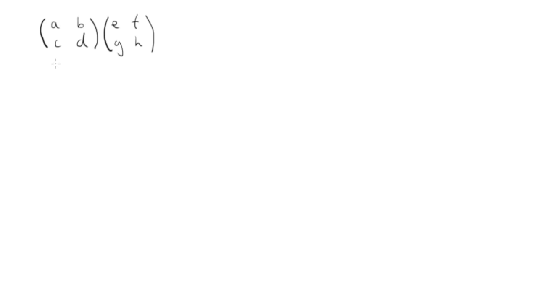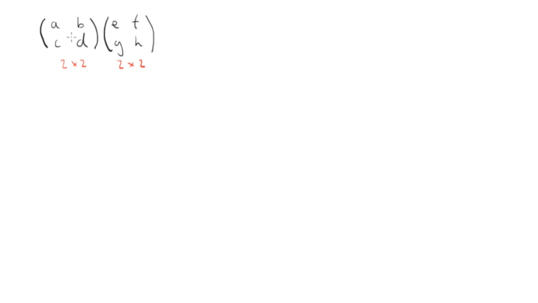Now the first thing we need to check is that the number of columns in the left matrix, this matrix here, A, B, C, D, is the same as the number of rows in the right-hand matrix. So the number of columns in the left matrix has got to be equal to the number of rows in the right-hand matrix. You'll see why that is in a minute.